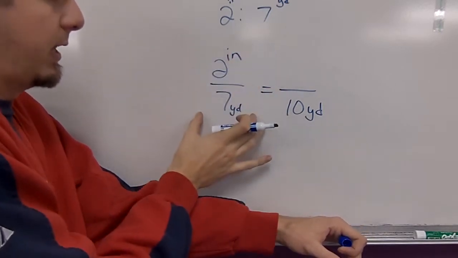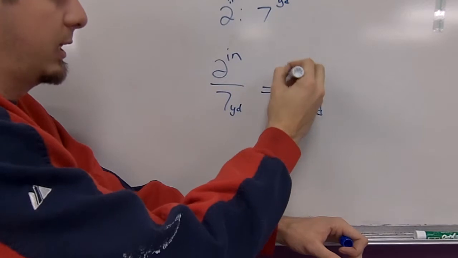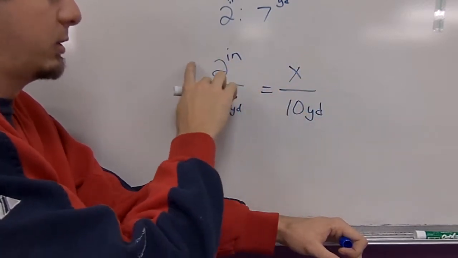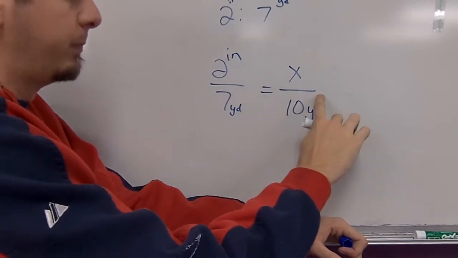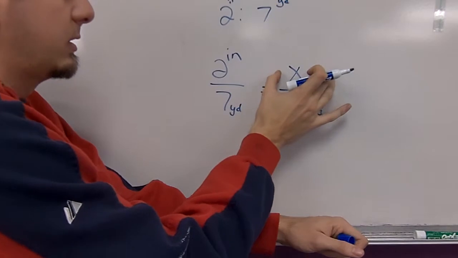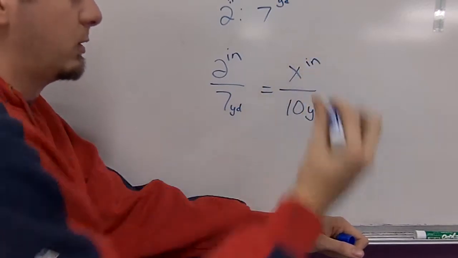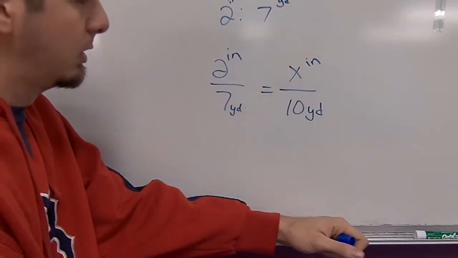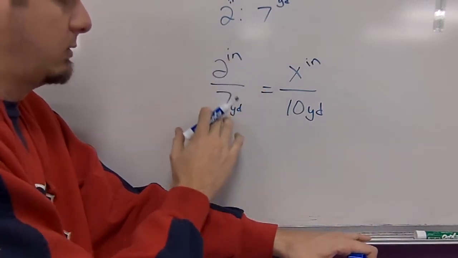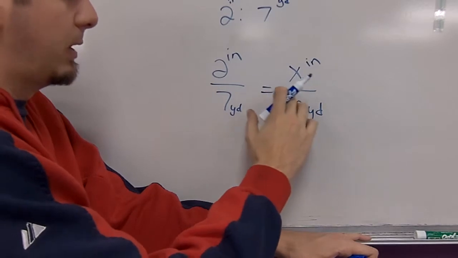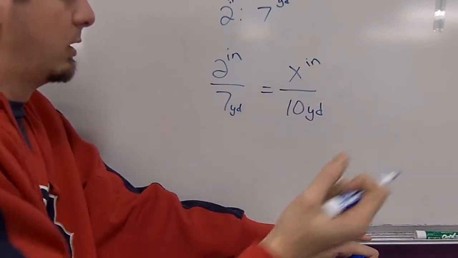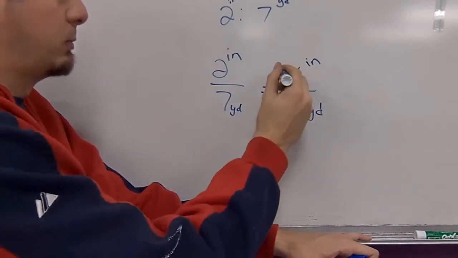So we're going to take the scale factor, we're going to set it equal to x over 10, because our scale factor is 2 inches on top, and so when we make the proportion over here, the x is going to be on top because this represents inches. We don't know how many inches the scale model is wide. But what we do know is that for every 2 inches we have 7 yards, and what we do know about the original model is it's 10 yards wide. So if we want the scale model's width, then we're going to have to cross multiply.